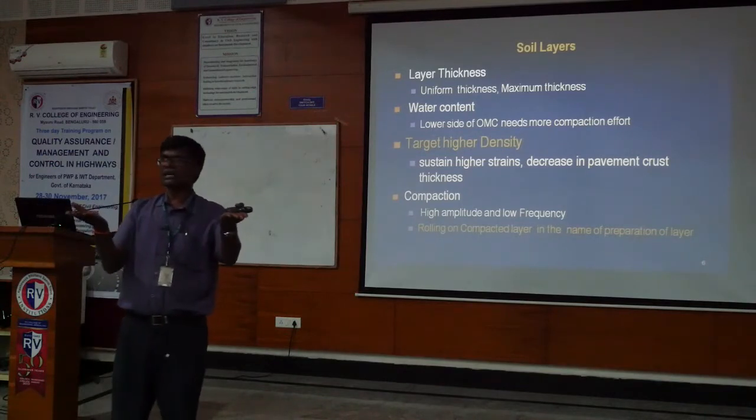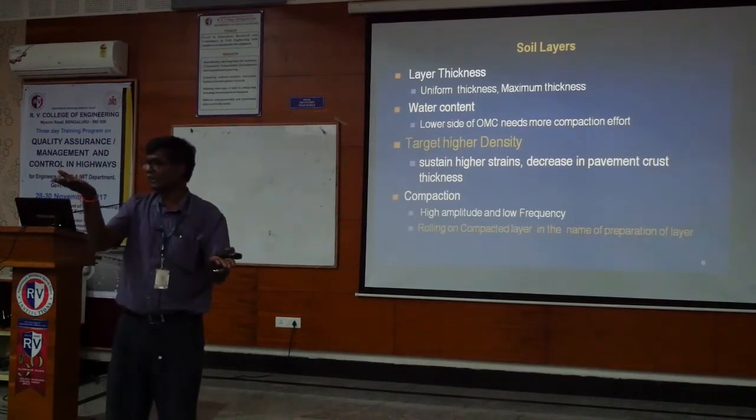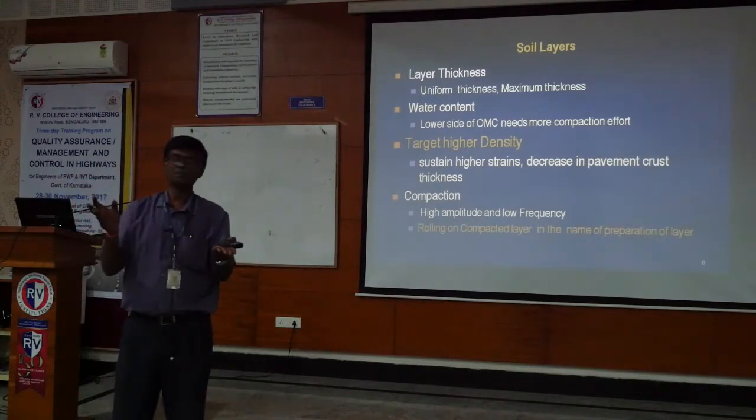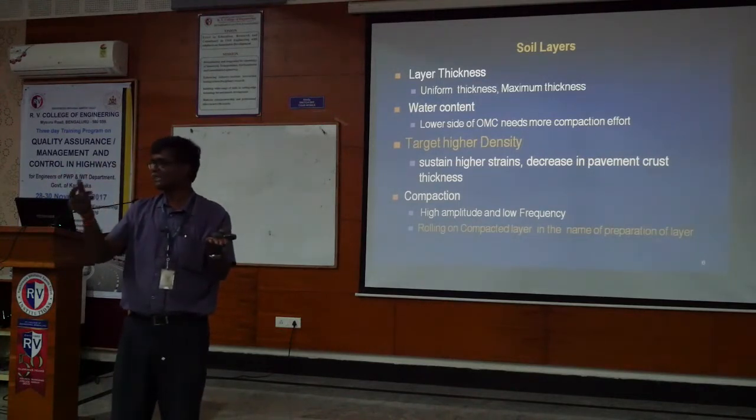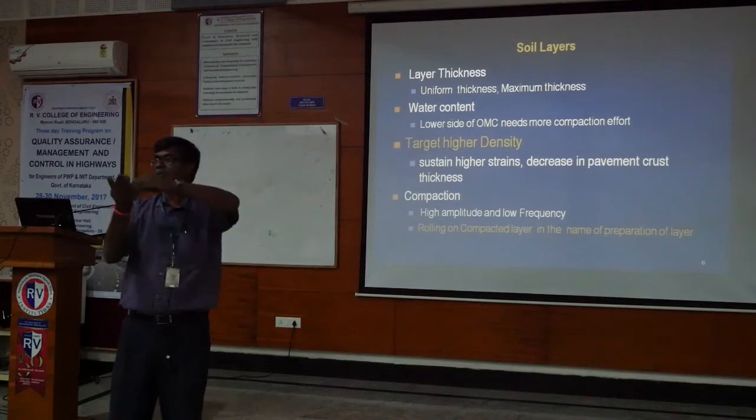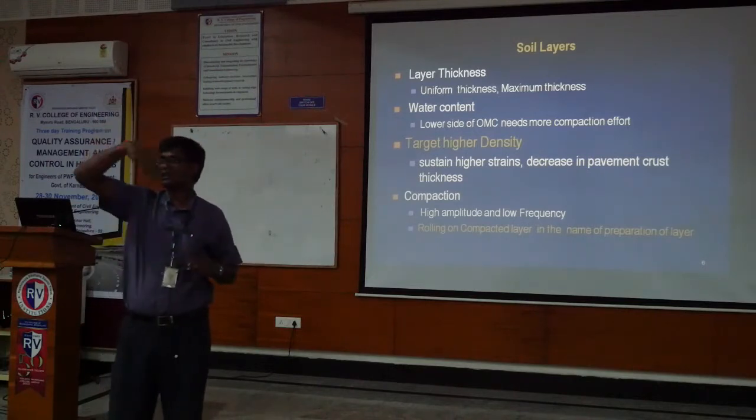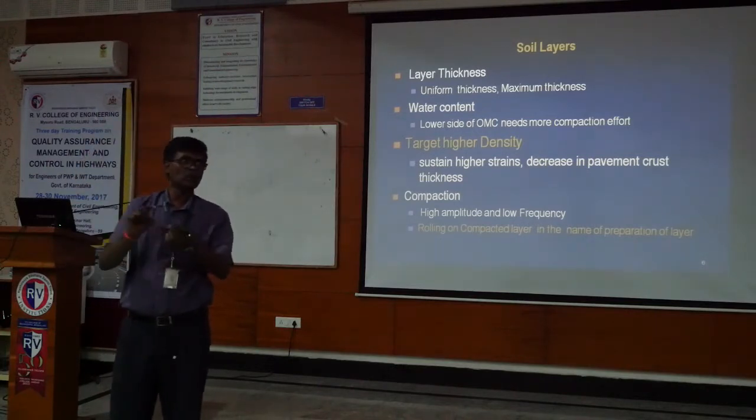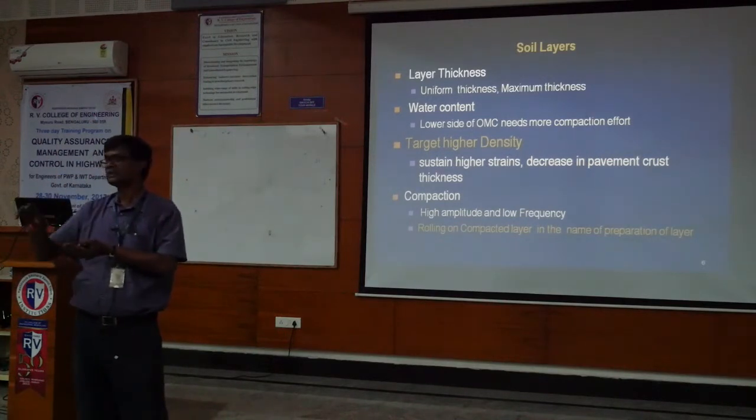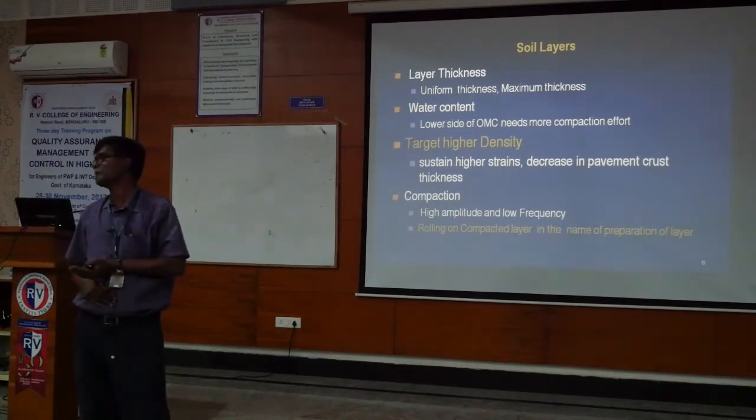Here CBR I may get 9, here I may get 11, just because of a 2% increase in field density. So what does it mean for me? Cost implications or the pavement composition. All the above layers, the top layers, again you look based on the CBR. The top layer thickness reduces.